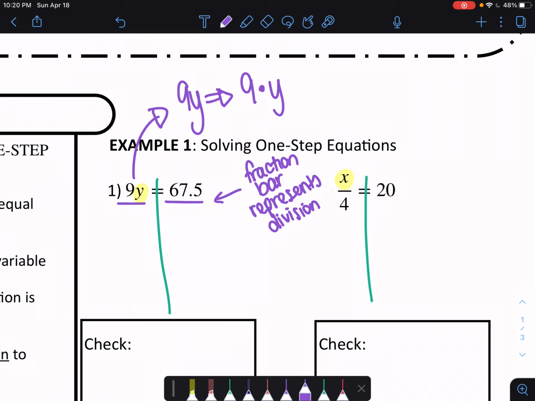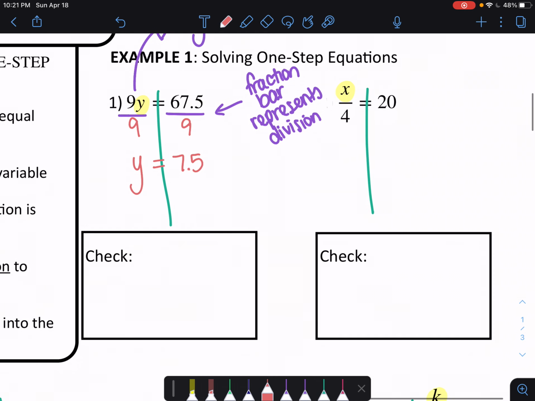Okay, so we're going to be looking at division and multiplication a little bit differently. We've been working on this idea of a number next to a letter means multiplication. And now we're going to add in that we're using the fraction bar to represent division. So I'm actually going to divide by 9 on both sides. And here, 67.5 divided by 9 is equal to 7.5. I used a calculator to get this answer, and you are also allowed to use a calculator.